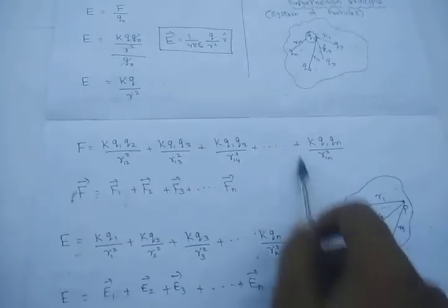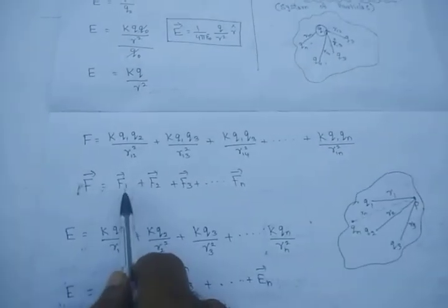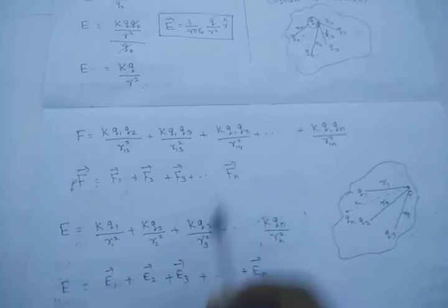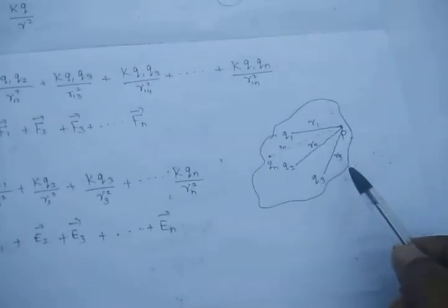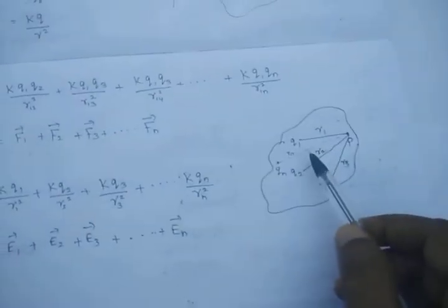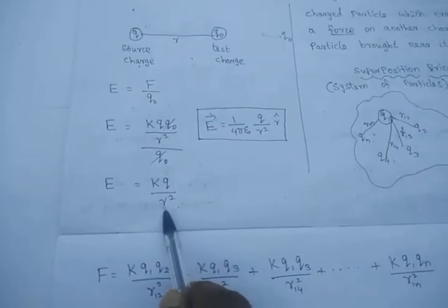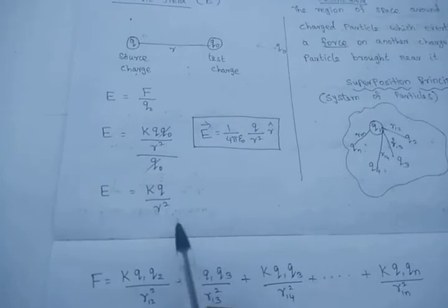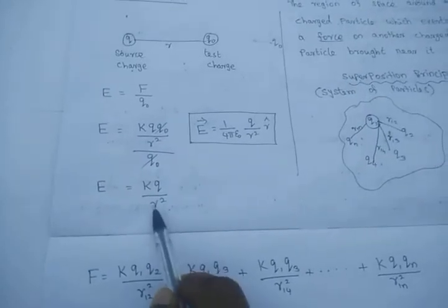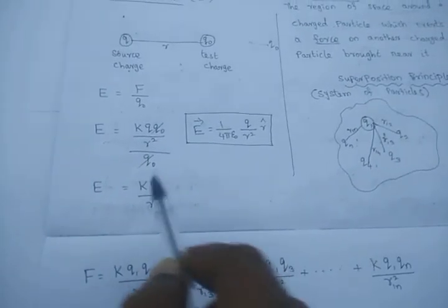So finally we get the generalized equation: F is equal to F1 vector plus F2 vector plus F3 vector. Similarly for the electric field also. For the electric field, the expression is kq by r squared. For electric force, r represents the distance between two charges. Here, r represents the distance to the point where we find the electric field.